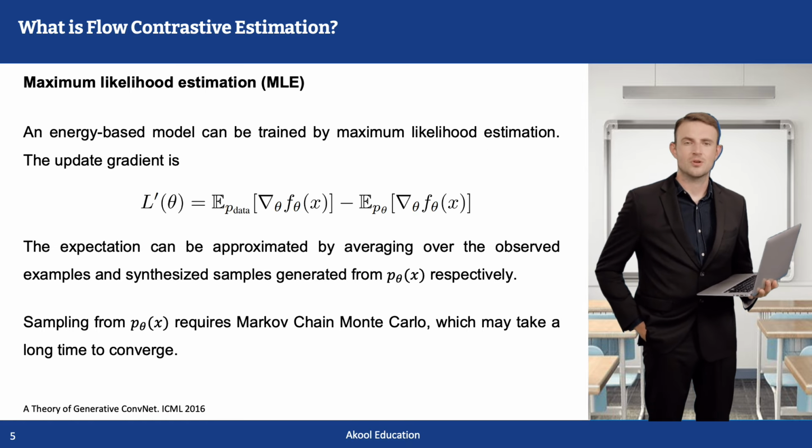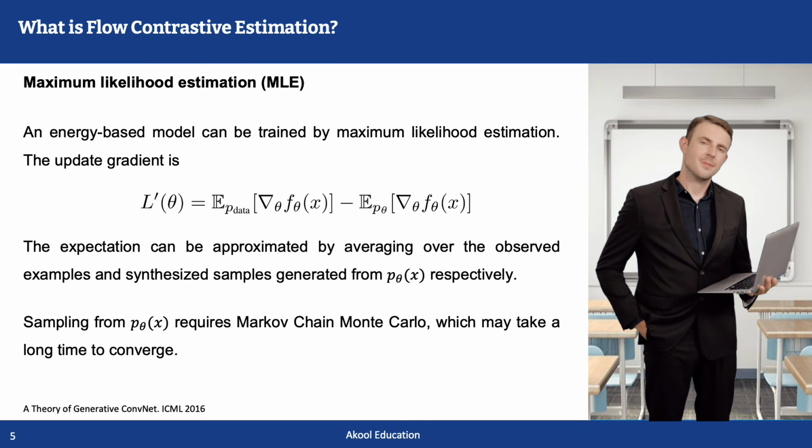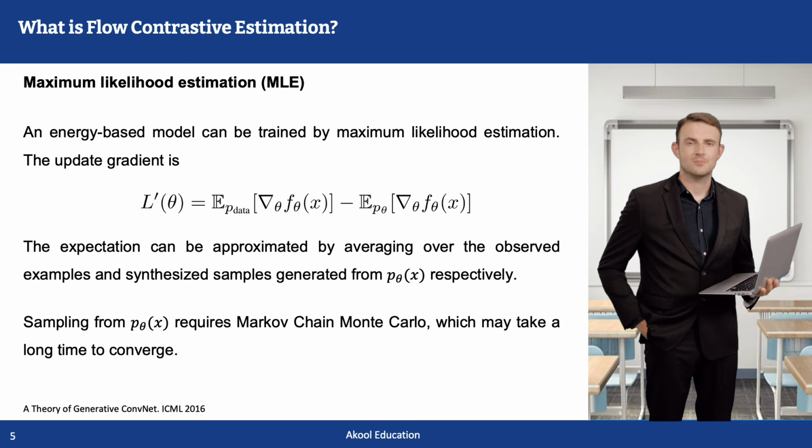A standard approach to train an energy-based model is through maximum likelihood estimation. The gradient of likelihood is given by the following equation, where the expectation can be approximated by averaging over the observed examples, p data, and synthesized samples generated by the model p of x, respectively. However, sampling from the model p of x requires Markov chain Monte Carlo method, which can be computationally expensive and may take a long time to converge.